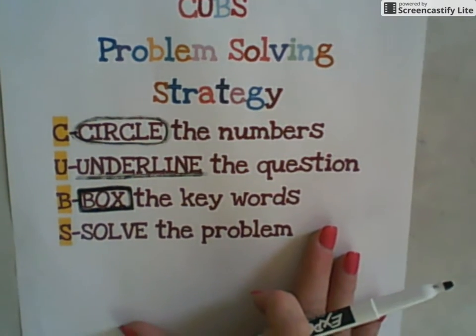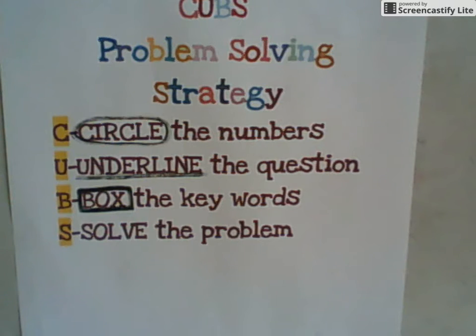It's called the Cubs strategy, and it just helps me to remember what I need to do. When I look at a problem, I'm going to read it through one time to get the gist, just like I do in close reading. The second time I read through the problem, I'm going to read through with my pencil to understand it a little bit deeper, just like I do in close reading. So the first step of it is going to be to circle the important numbers.